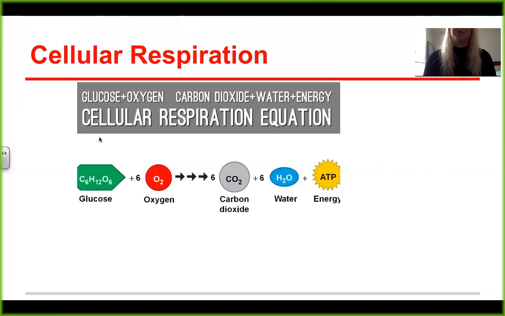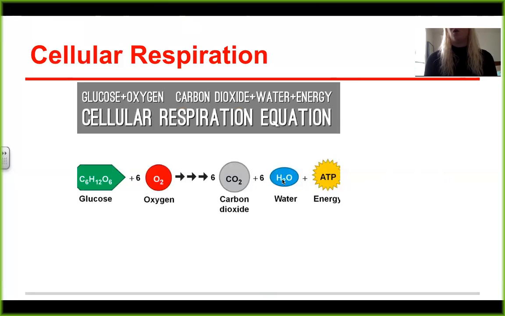So our cellular respiration equation, thinking about what we need and what we produce, right? We need glucose. Where we're getting that from, our food. We need oxygen. Where are we getting that from? We're breathing in. And then what do we produce? Well, mainly our biggest excitement and concern here is that we produce ATP.